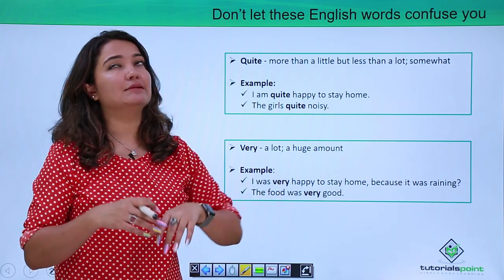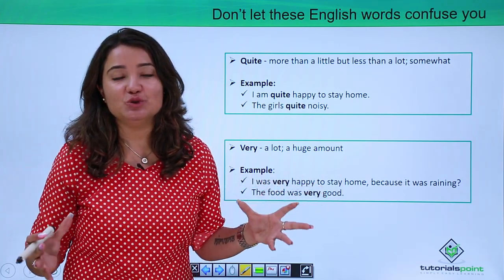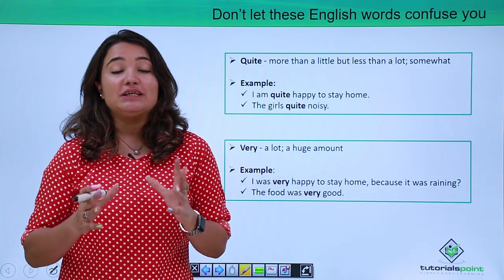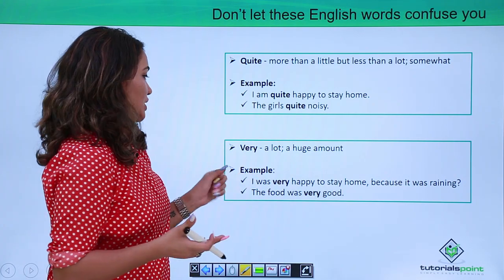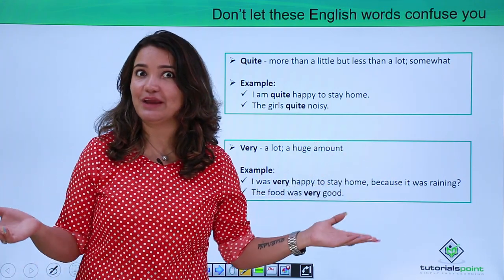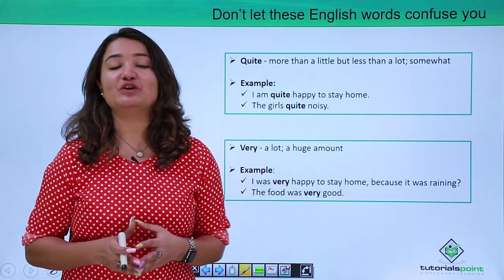What about very? Well, very is a lot. When it's abundance, it is huge. So very is used to indicate abundance. So I'm very happy to stay at home because it was raining. Wow, don't we all love to stay at home when it's raining? Well, of course, we all love to.